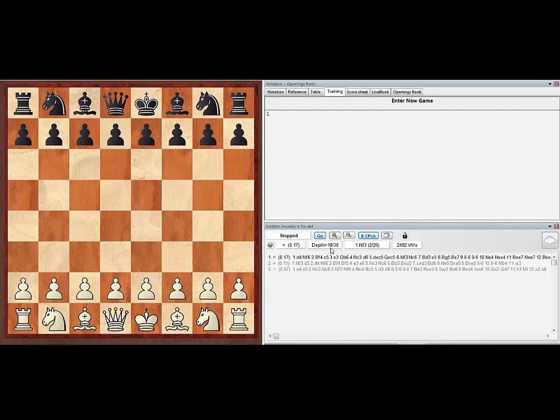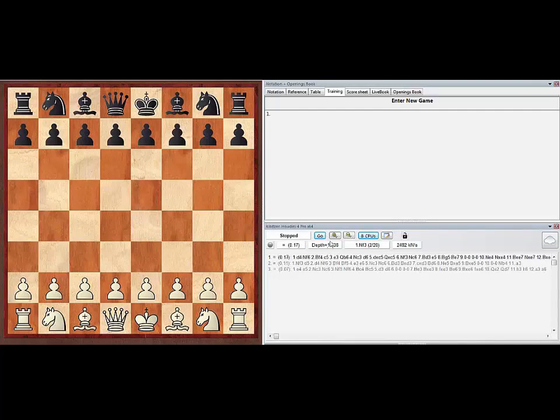So the third thing I want you to pay attention to is the depth. The depth of the analysis. Now it is 18. What does it mean? Basically it means how many moves ahead it is calculating, but not exactly moves. It is measured in plies. 1 ply is half of a move. So depth 18 means that white made 9 moves and black made 9 moves. So if white makes 1 move and black makes another move, this would be depth 2. So depth 18 is 9 moves ahead.